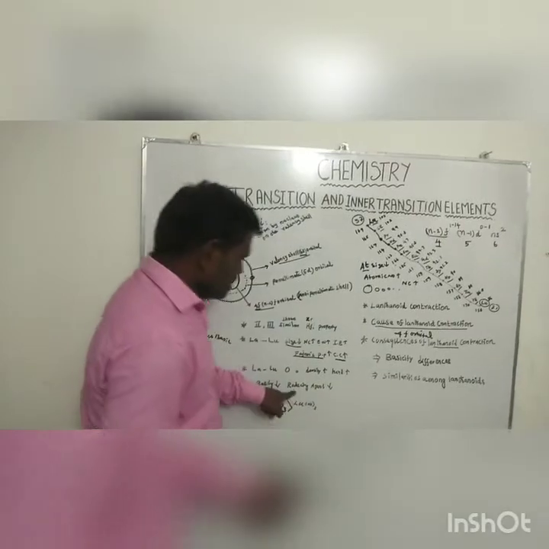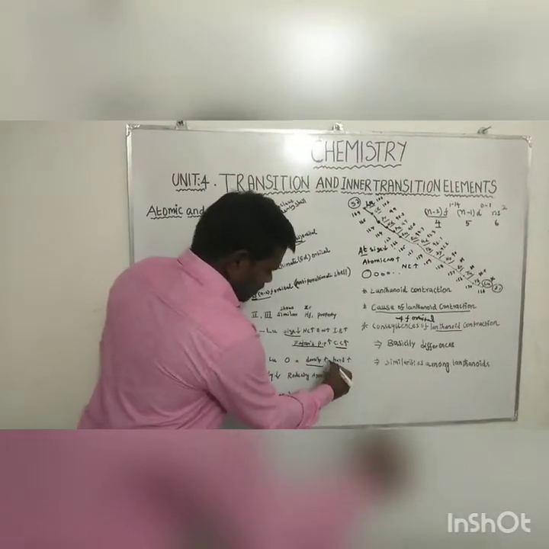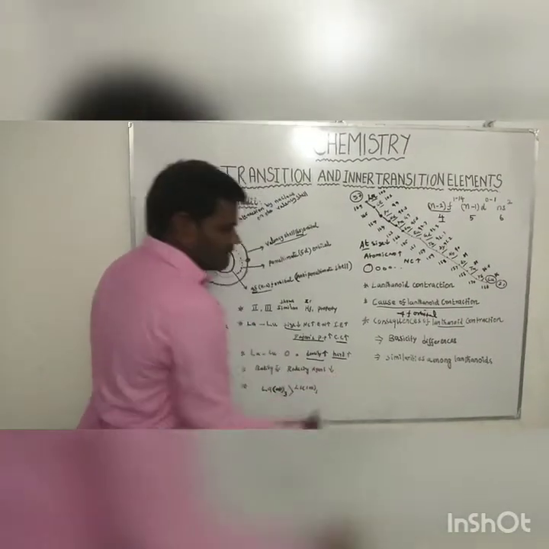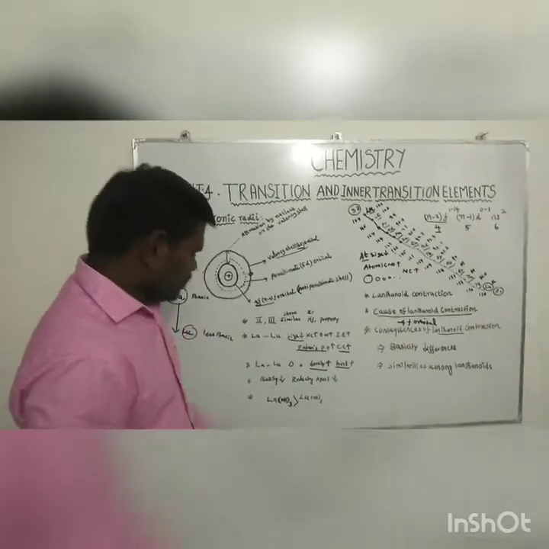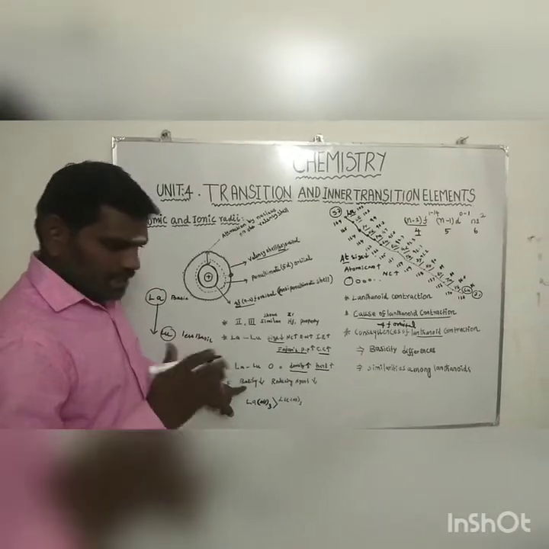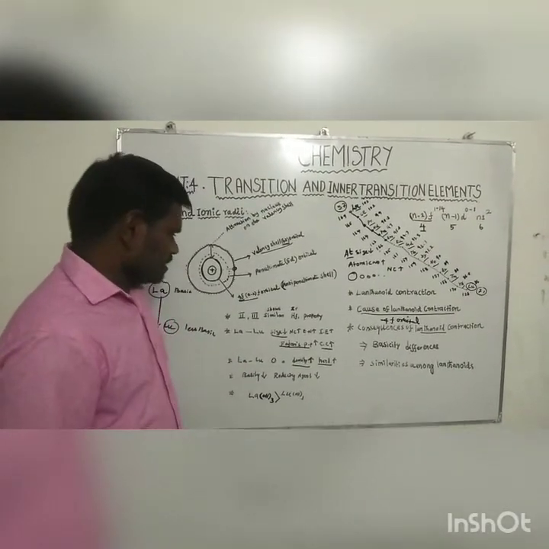Next, from lanthanum to lutetium, atomic number increases but atomic size decreases. At the same time density also increases. Whenever density increases, hardness of the element also increases. Okay, next, as basicity decreases, reducing property also decreases.